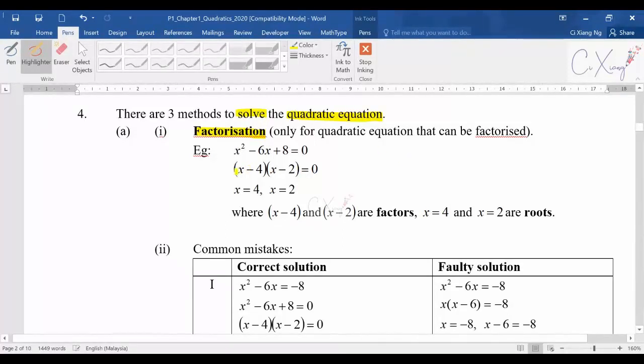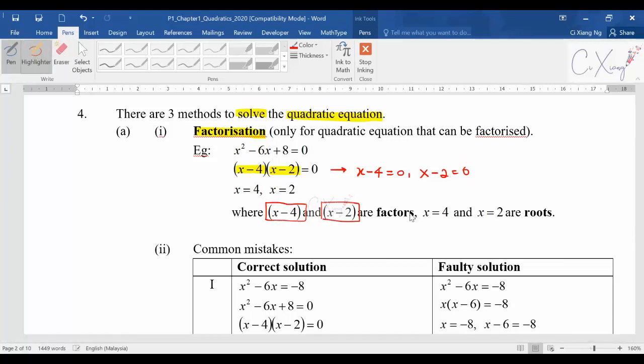What is the meaning of factorized? Generally, you are putting it into two smaller brackets, each with x. After that you solve it by letting it equal 0, so the first bracket equals 0. From here you will get x minus 4 equals 0, and also x minus 2 equals 0. If you continue further, you will get x equals 4 and x equals 2.